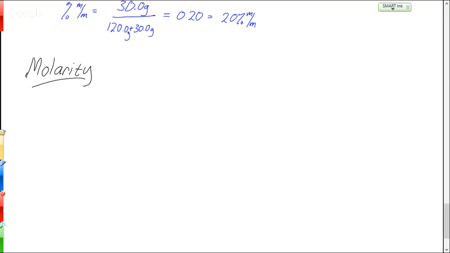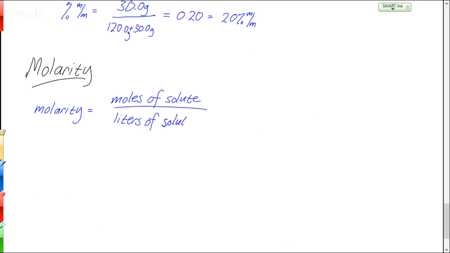Molarity, as you can maybe guess from the name, has to do with the moles. So instead of doing grams, instead of looking at the mass, we look at the moles. And the formula for molarity is the moles of solute divided by liters of solution. So you can think of that as moles per liter. You can think of it as moles divided by liters. That's how we find molarity.